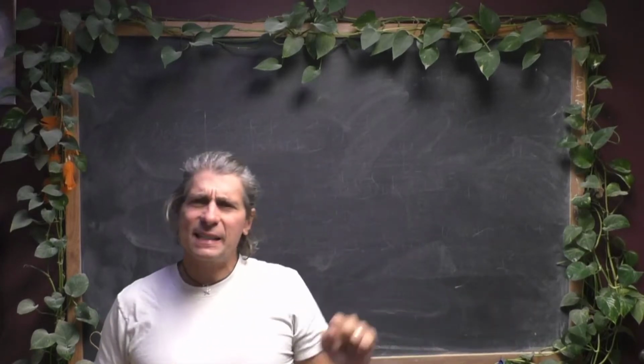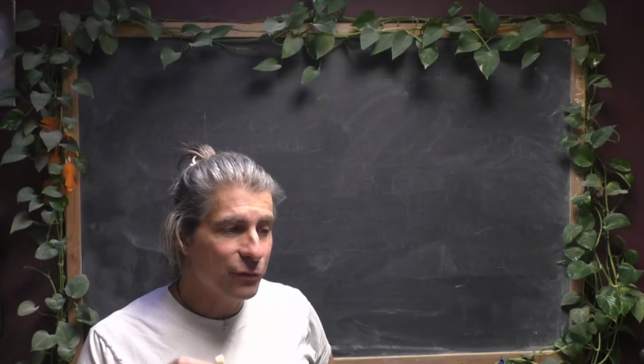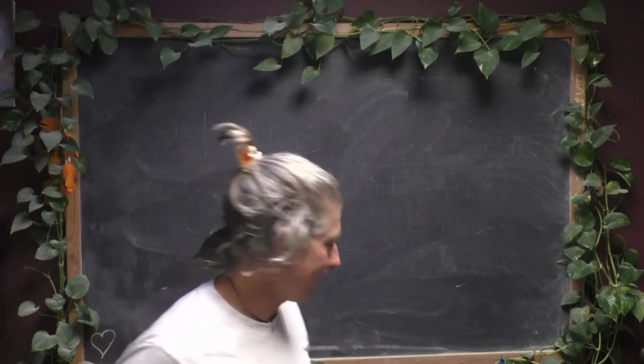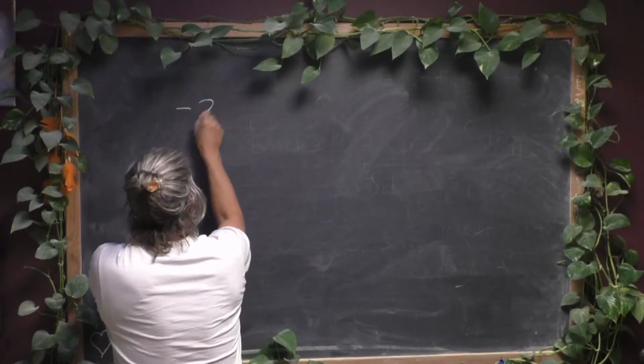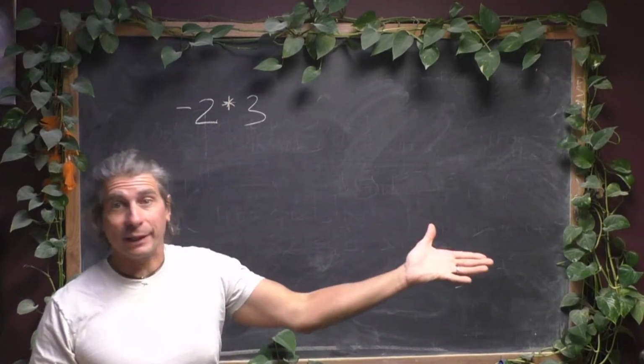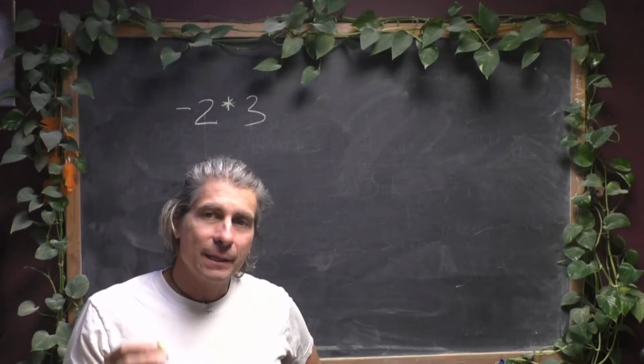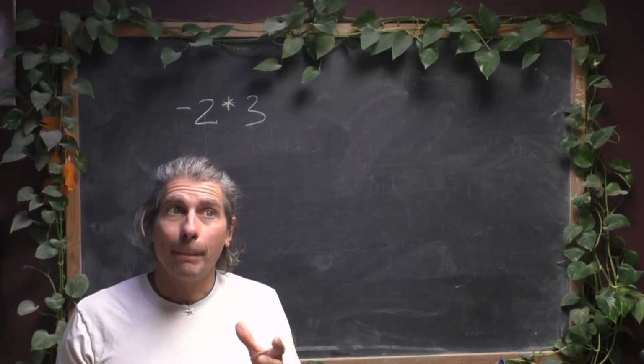Everybody, let's do these next four together at the board, at least two of them at the board. -2 times 3. -2 times 3. Now, one way to do this, of course, is just plug it into your calculator and hit enter and see what you get. Another way to do it, though, is remember what multiplication means.